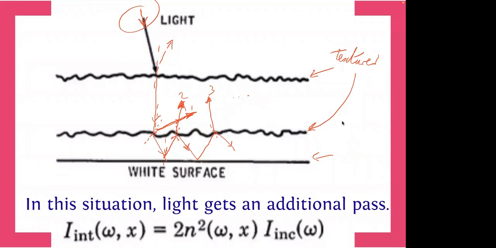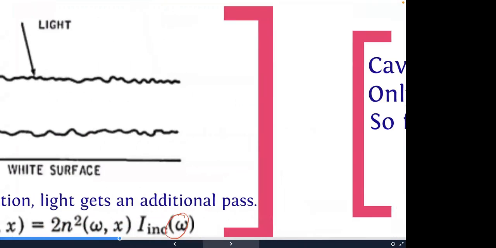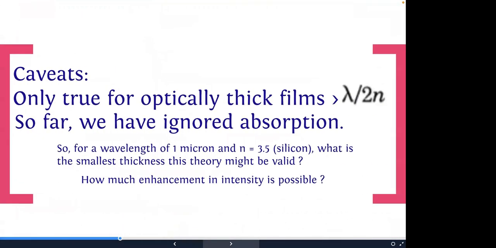In this case, we are using this white surface simply to make sure the light is reflected back into the medium. Because of the additional pass this reflector allows, you get an extra term of 2 there, so it becomes 2n squared. I think those are relatively simple to understand.